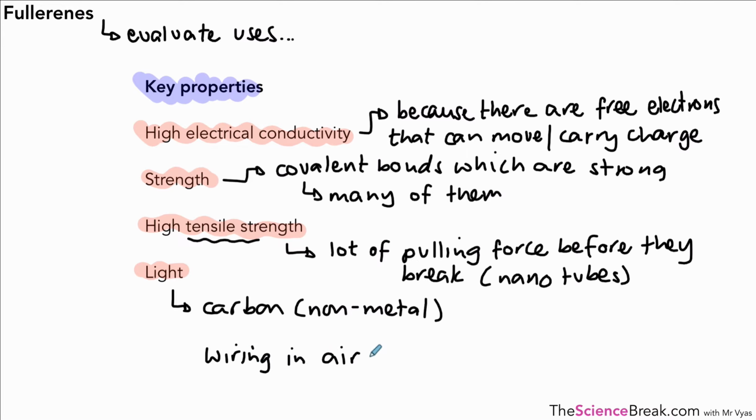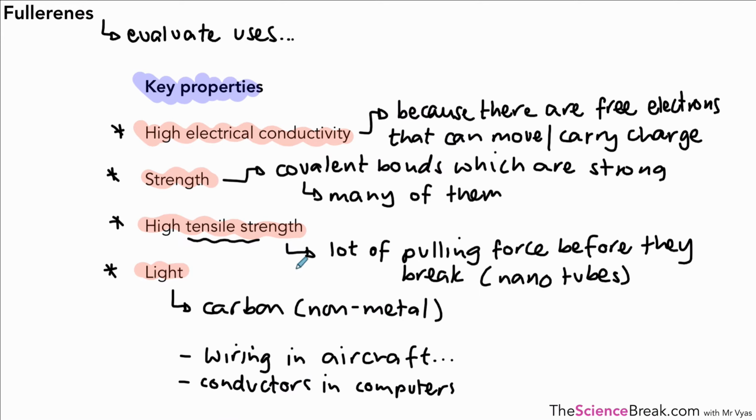So here's one example that you might have. Wiring in an aircraft. Well, that's good because the fullerenes have high conductivity, high strength, high tensile strength, and they're very light, which means you save fuel, and it makes them very useful for wiring in aircraft. One other possible use would be conductors in computer circuits, and again that's because of the high electrical conductivity, and that makes microchips and that sort of thing more efficient, and actually increases the memory and makes them much faster and all that kind of stuff.